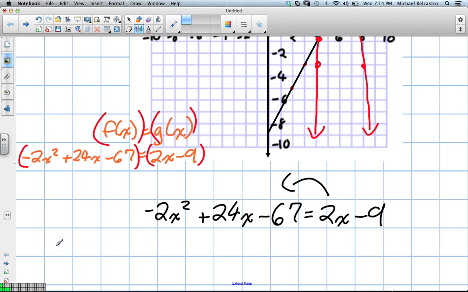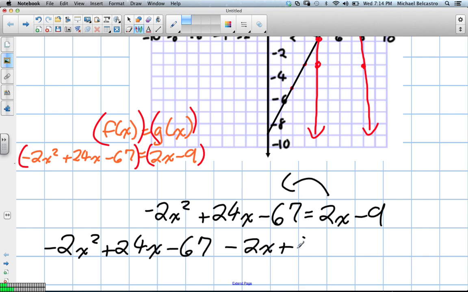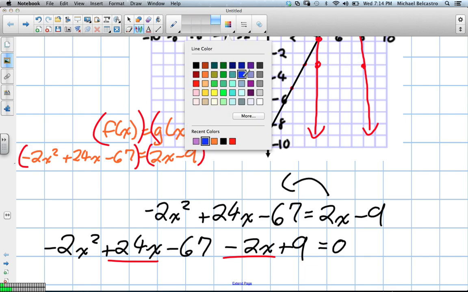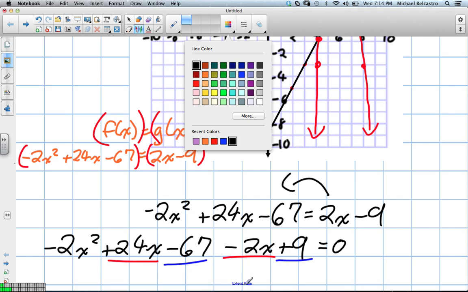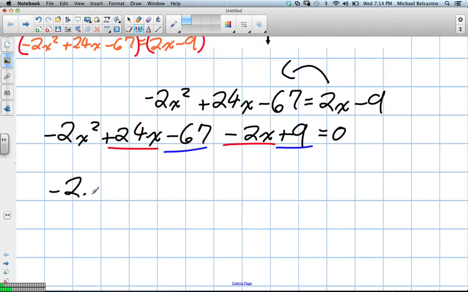When I move these to the other side of the equation, we get negative 2x squared plus 24x minus 67 minus 2x plus 9 is equal to 0. The reason we set it equal to 0 is because we can then factor. We always want to set things equal to 0. We're going to collect our like terms: the 24x and the negative 2x, and the negative 67 and the positive 9. We'll get negative 2x squared, 24x minus 2x is going to give us positive 22x, and negative 67 plus 9 is going to give us negative 58, which is equal to 0.